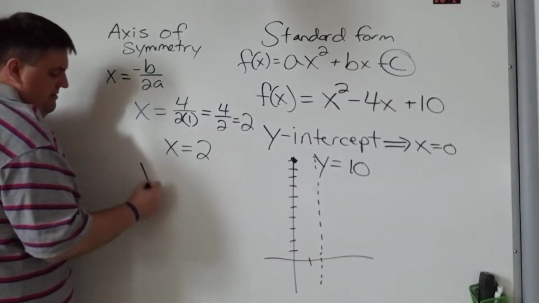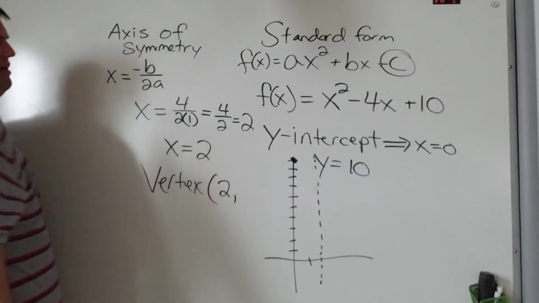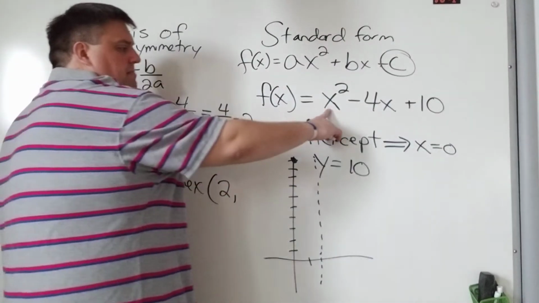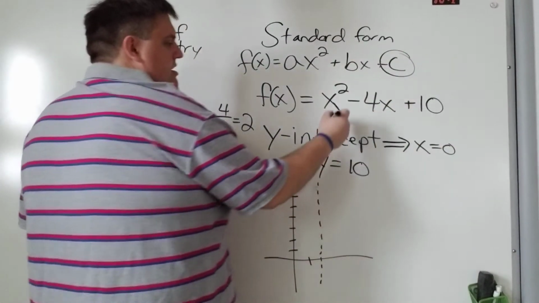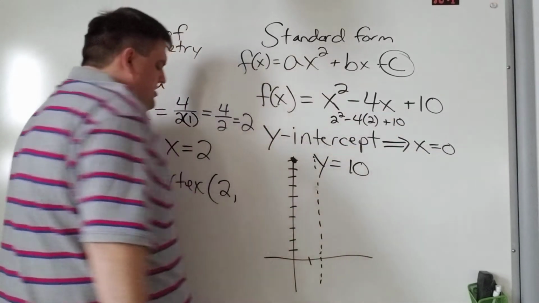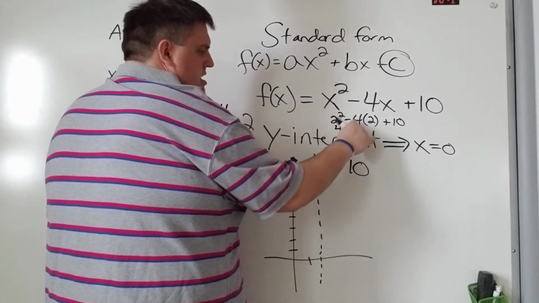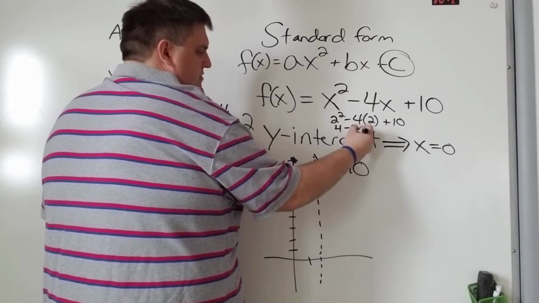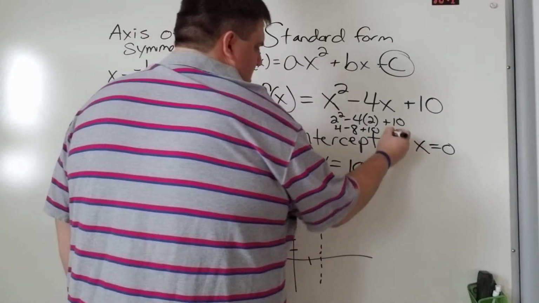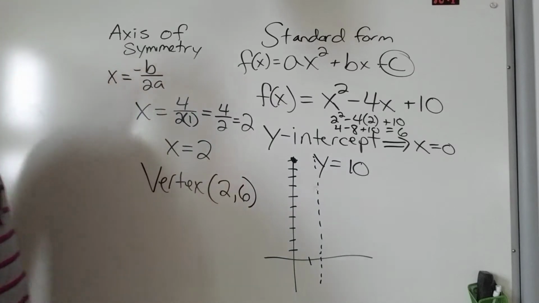So I know my vertex here is going to be some x value 2, but what would the y value be? Well, there's no super easy way like there was in vertex form. I just have to plug it back into my equation to figure that out. So 2 squared minus 4 times 2 plus 10 is going to give me the y value of my vertex. So 2 squared is 4. 4 minus 8 plus 10. 4 minus 8 is negative 4, plus 10 is 6. So my vertex is here at the point (2, 6).